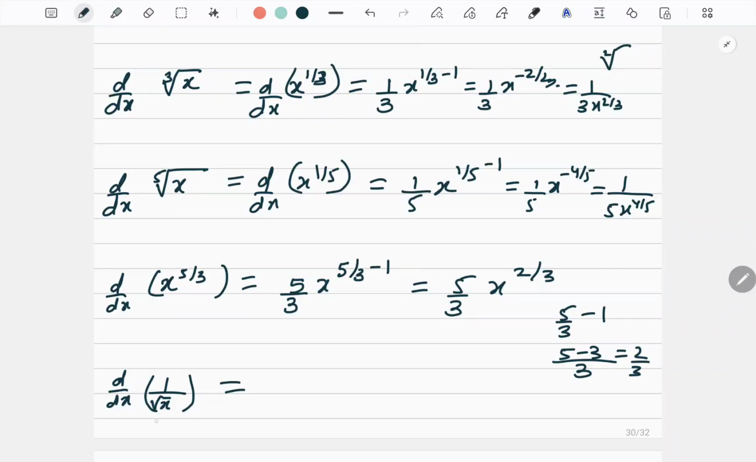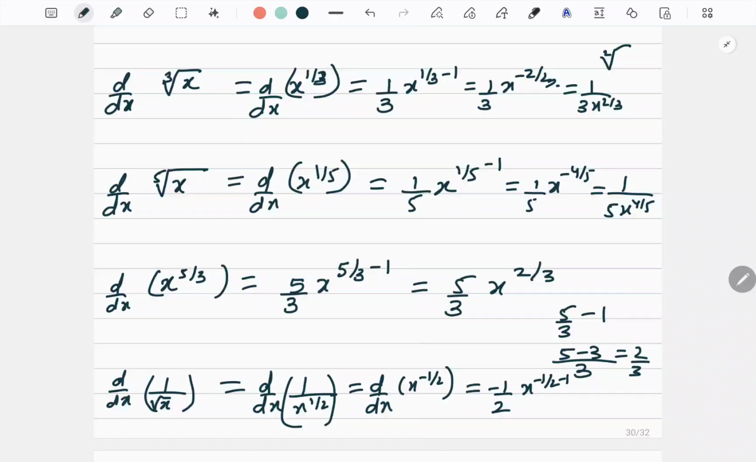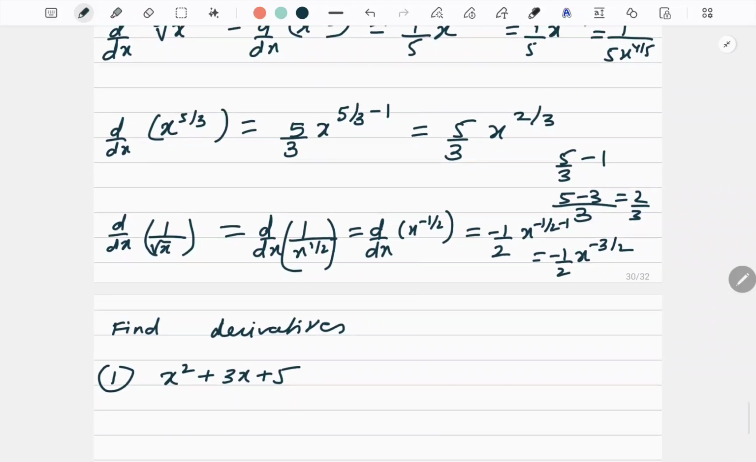Correct? Now d by dx of 1 by root x means d by dx of 1 upon x to the power 1 by 2. Right? So when it goes up, it will become d by dx of x to the power minus 1 by 2. So by the formula, minus 1 by 2 will come in front, x to the power minus 1 by 2 minus 1. So this will become minus 1 by 2 x to the power minus 3 by 2. Correct? And then you can bring it down as well.